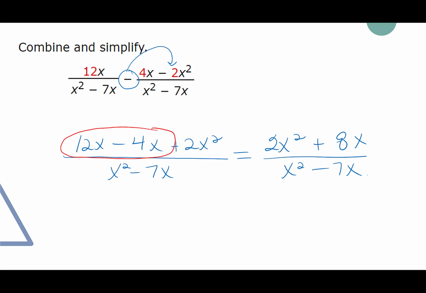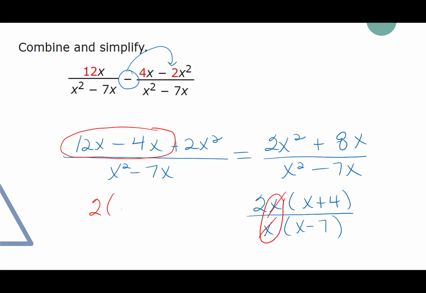And before leaving that as your final answer, I want you to factor both the numerator and denominator to see if any common factor needs to be simplified. The numerator is 2x times x plus 4. The denominator would be x times x minus 7. There's only one term to cancel out. Those x terms can go. And that would leave a final answer of 2 times x plus 4 over x minus 7.